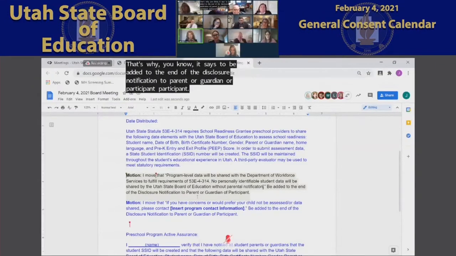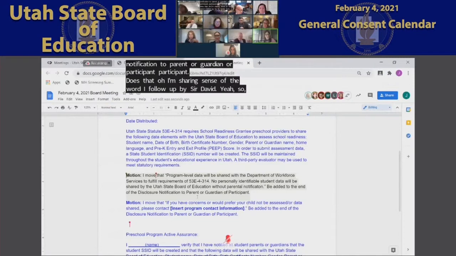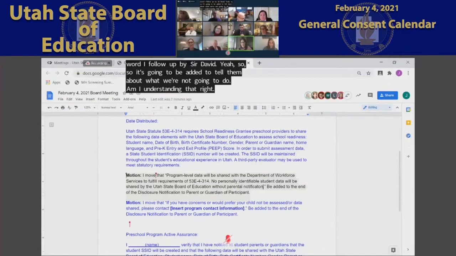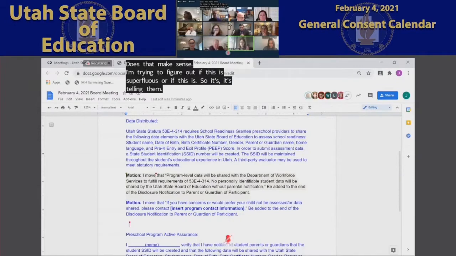Does that make sense? I'm trying to figure out if this is superfluous. So it's telling them what will be shared and what won't be shared, just so the parent knows that the Department of Workforce Services won't receive any of the identifiable student data, but the state board will. The state board will receive all of the data, but will only share the disaggregated data with the Department of Workforce Services.